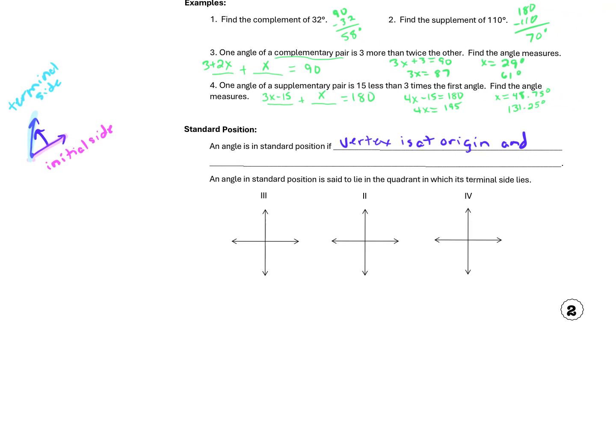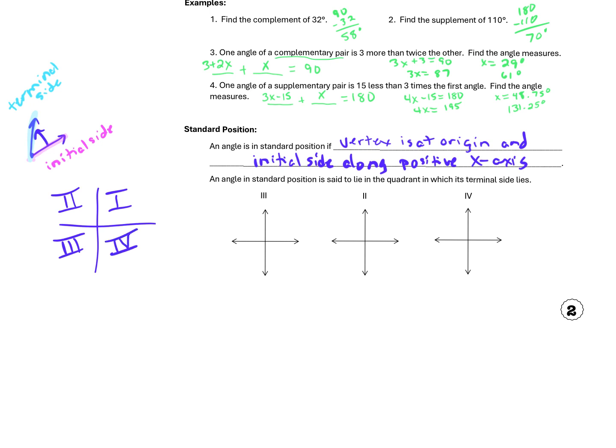So the vertex is at the origin, and the initial side is along the positive x-axis. Okay, a couple other things to remind you of that you may or may not remember. So remember, our quadrants are labeled, we start at top right, that's quadrant 1, and then quadrant 2, 3, and 4, right?